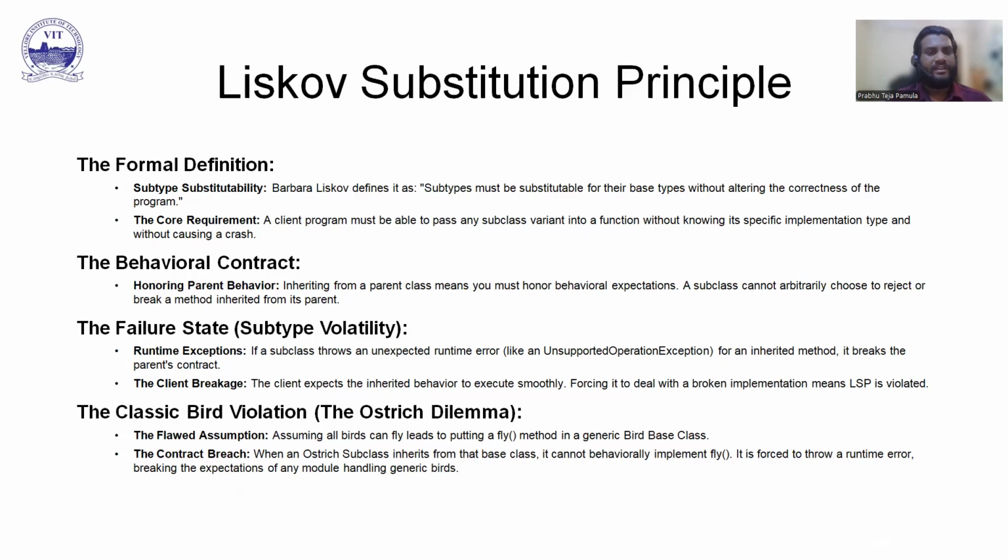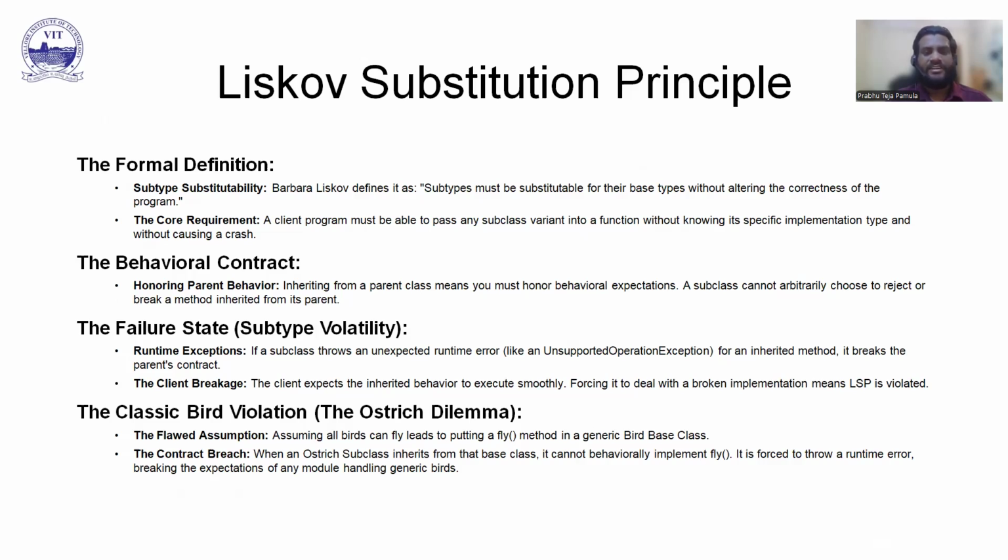The behavioral contract: honoring parent behavior. Inheriting from a parent class means you must honor behavioral expectations. A subclass cannot arbitrarily choose to reject or break a method inherited from its parent. The failure state: subtype volatility and runtime exceptions. If a subclass throws an unexpected runtime error, like an unsupported operation exception for an inherited method, it breaks the parent's contract.